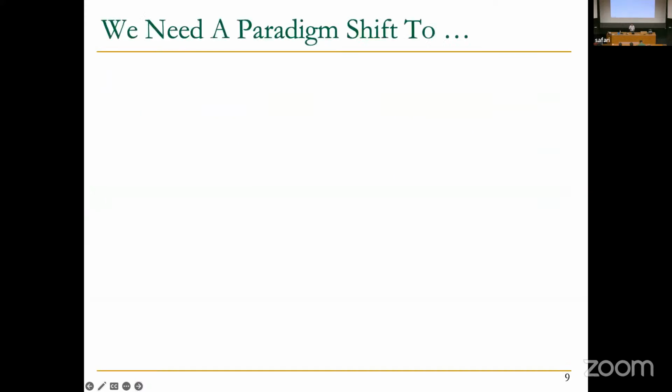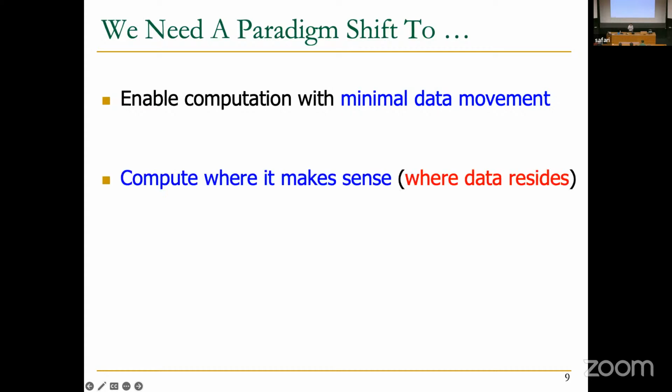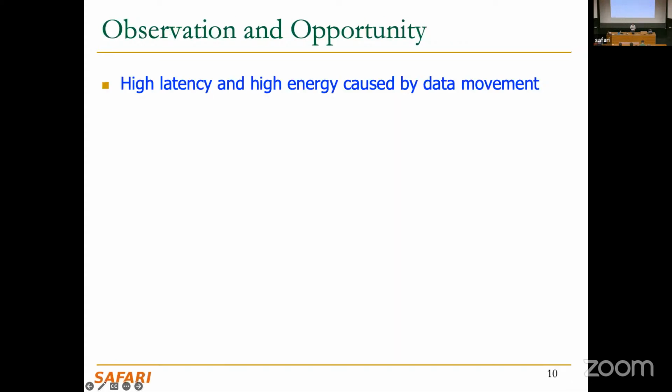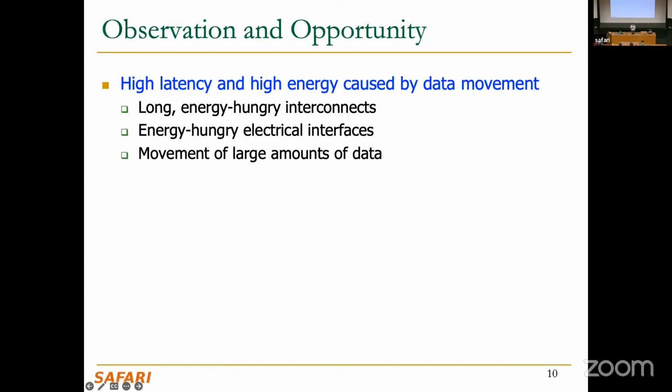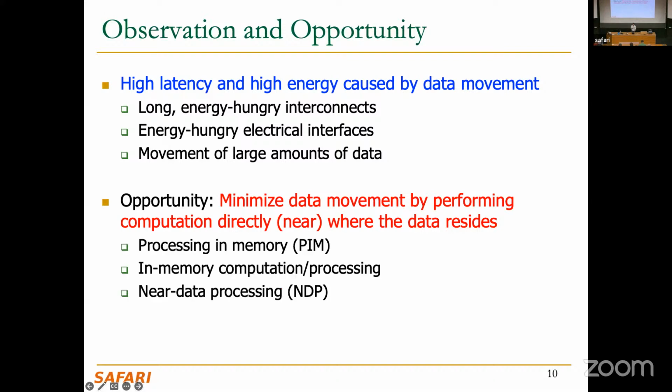The way to solve this is that we need a paradigm shift, which enables us to do computation with minimal data movement and compute where it makes sense, in a more data-centric way. By doing so, we can minimize the trip latency from the main memory or from other memory components in the system, reduce energy consumption, and overall improve system balance.